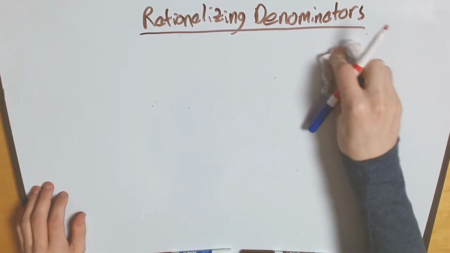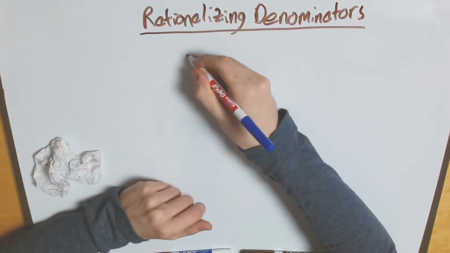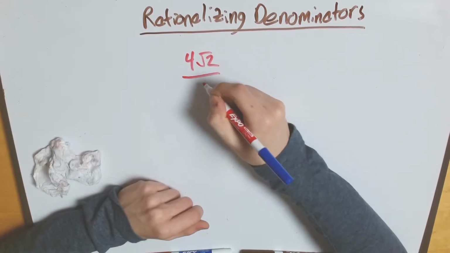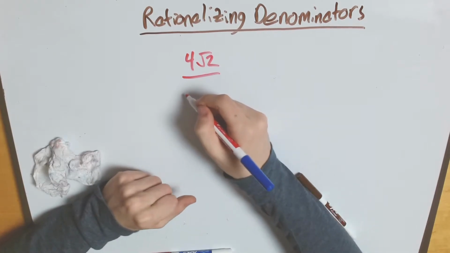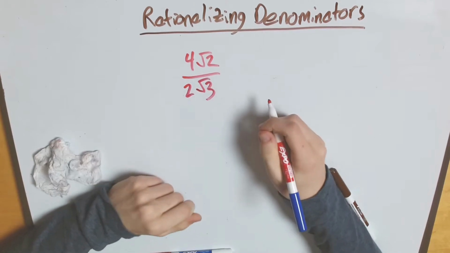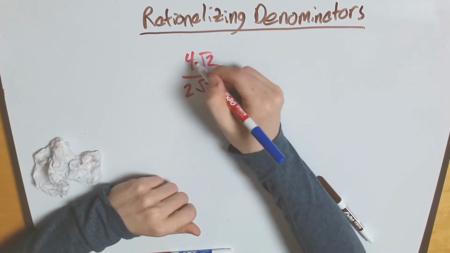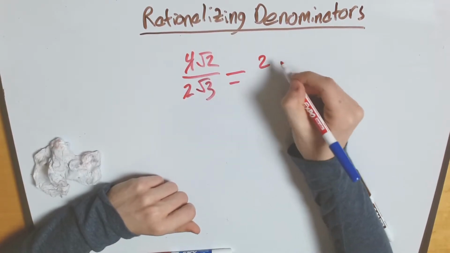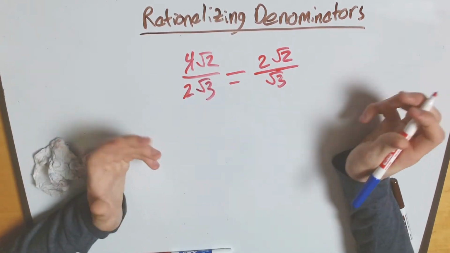Let's do a more complicated example. Let's say we have something like 4 root 2 over, let's say, 2 root 3. And I'm asked to simplify, right? Now the first thing we can do is say, okay, well we can cancel out the 2's. Always a good thing to do. So that leaves us with 2 root 2 over root 3, which doesn't actually solve that problem.